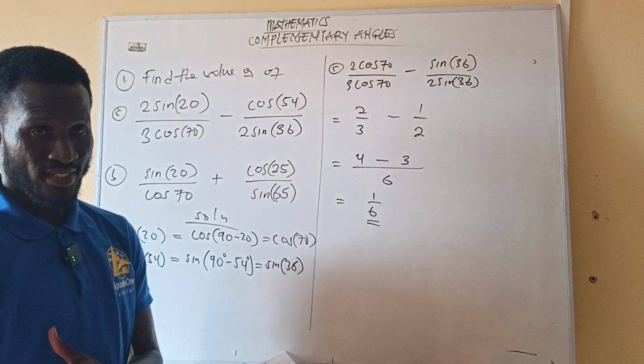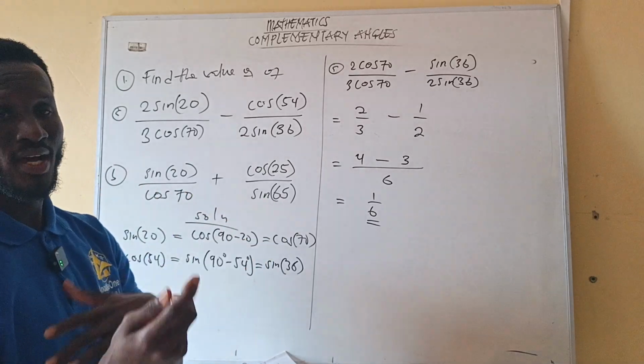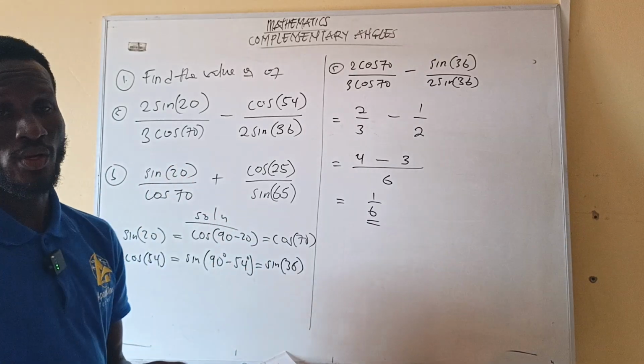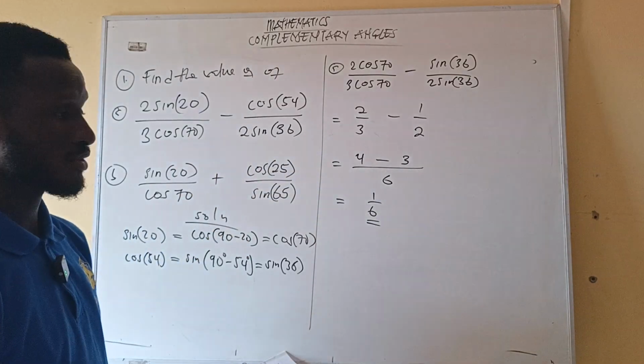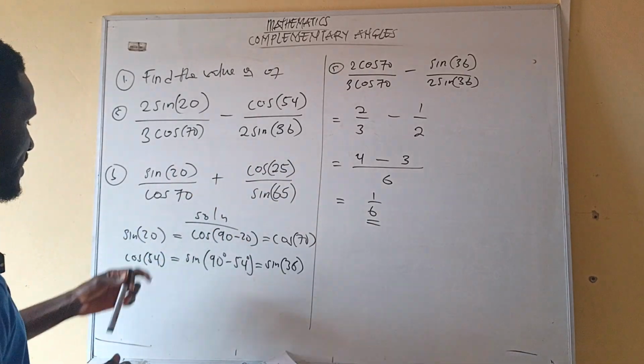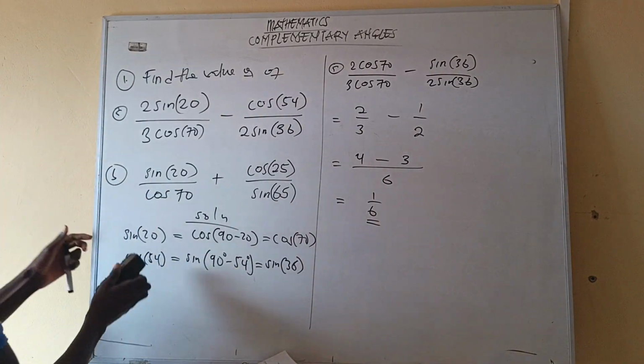You see how simple it is? You need to convert them to complementary angles so that some will cancel. Otherwise, there is no way you can solve this one. Don't forget, these angles are not special angles. Now let me solve the second one.